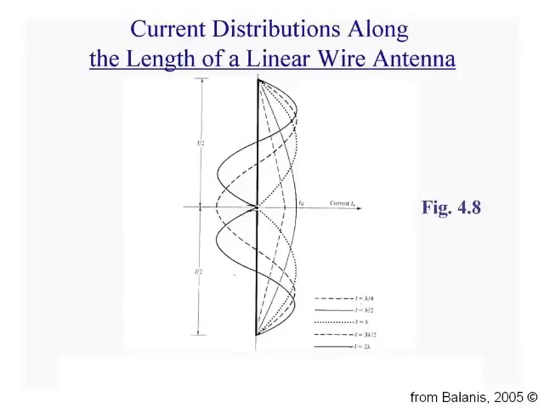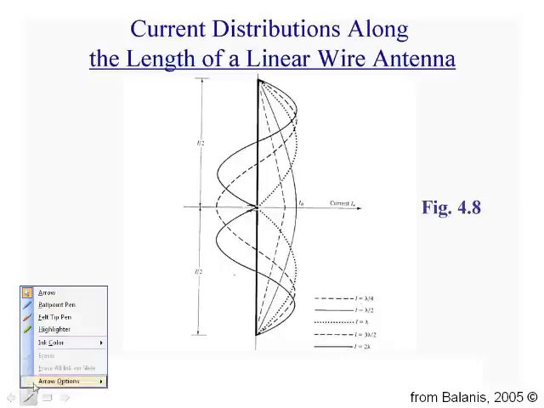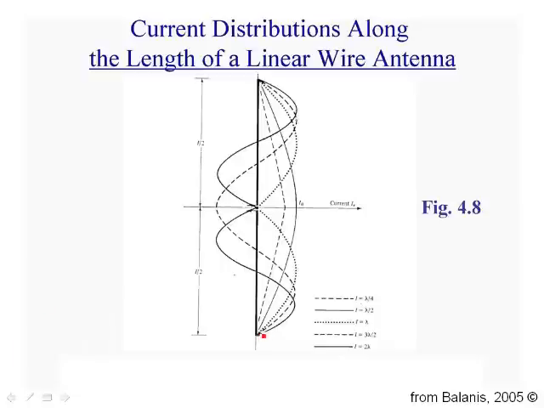So this is kind of a summary. These are the current distributions along the length of a linear wire antenna. For the case of 1/2 a wavelength, we have the solid curve. Lambda, the dotted curve, 3 lambda over 2, etc. Finally, get to 2 lambda, in which we have our 2 full cycles. And you can almost figure out just what the radiation pattern of this is going to be. Let me just emphasize this particular current distribution.